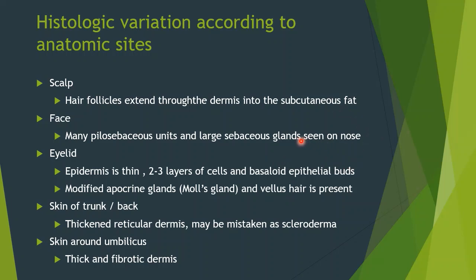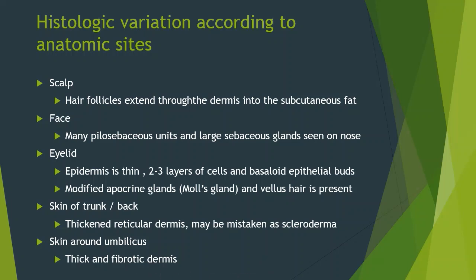And in the eyelid, the epidermis is thin. There are 2 to 3 layers of cells in the eyelid with basaloid epithelial buds, and there is presence of modified apocrine glands like the glands of Moll, and vellus hair may be present. If we look at the skin of trunk or back, the reticular dermis is wide and thickened, and that may be mistaken for scleroderma if the site is not mentioned. And in the skin around the umbilicus, there is also presence of thick and fibrotic dermis.